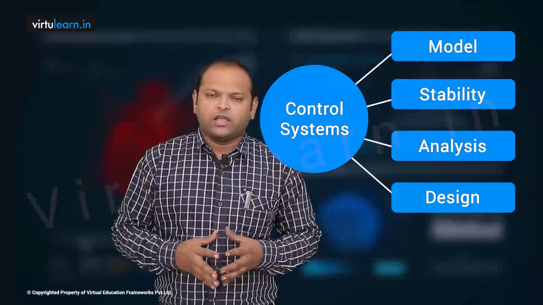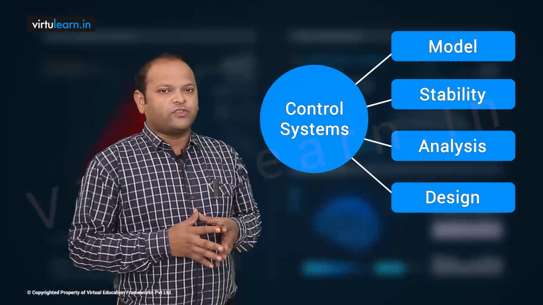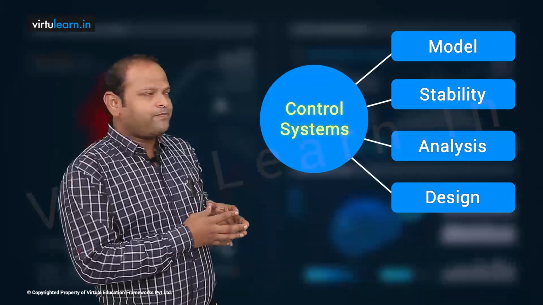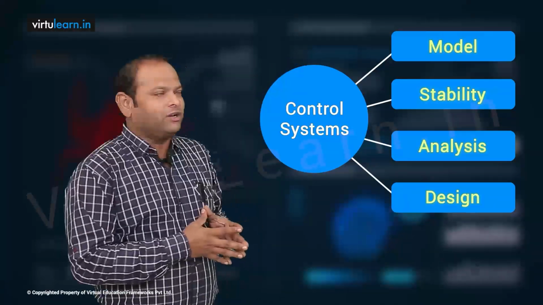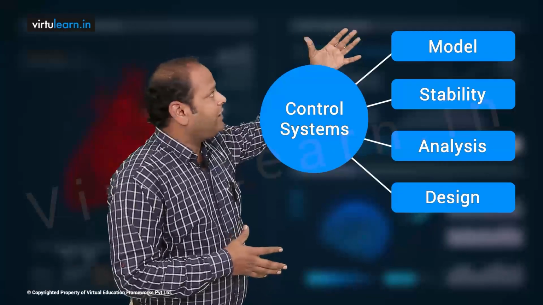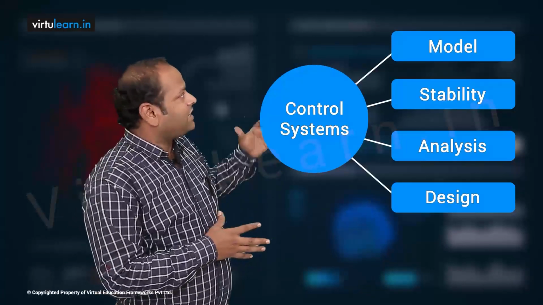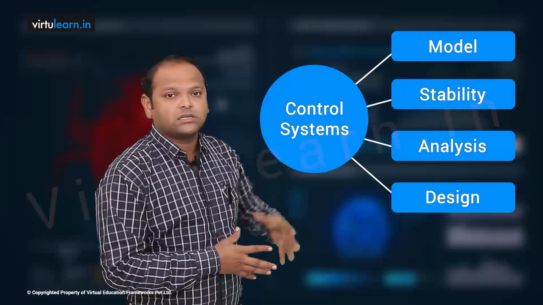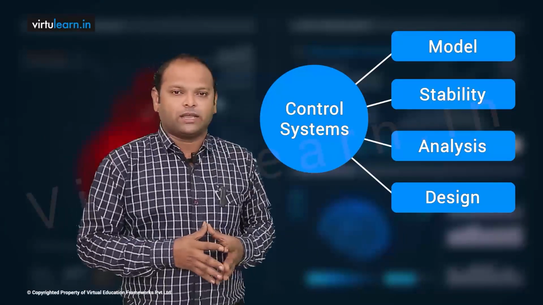Well friends, we know the big picture of the control system. What is that? So we have the control system. There are components which are available in this control system subject. So one is the modeling of the system, and secondly we have stability of the system and analysis, and finally we have design.